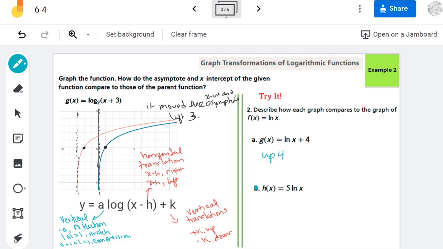So now let's think about the asymptote and the x-intercept. When we shift it up, it's definitely going to move the x-intercept. The x-intercept is going to move to the left when it goes up, right? Now the asymptote, shifting this up and down, the asymptote's a vertical line. So there's going to be no change to the asymptote.